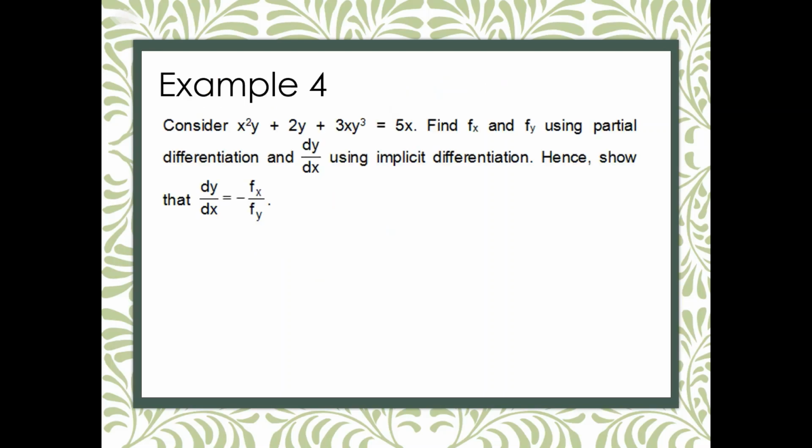Refer to example 4. You need to find fx and fy using partial differentiation and dy over dx using implicit differentiation. Hence, you need to show that dy over dx is equal to negative fx over fy.